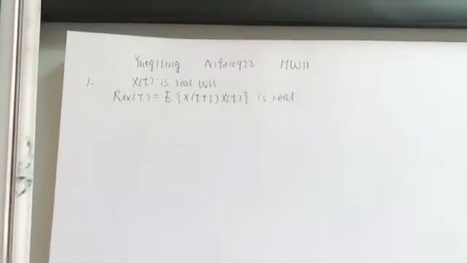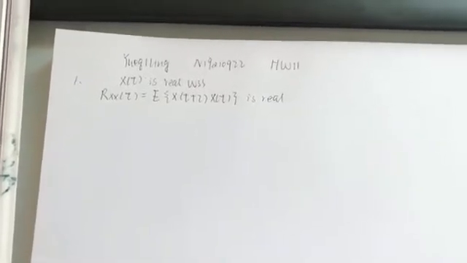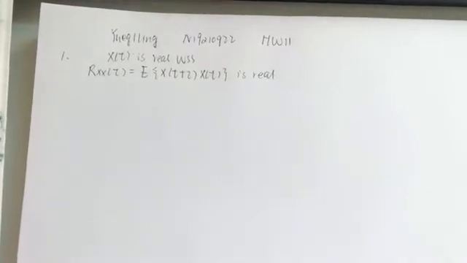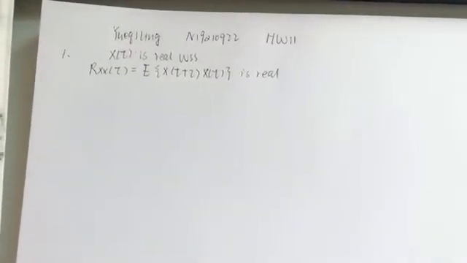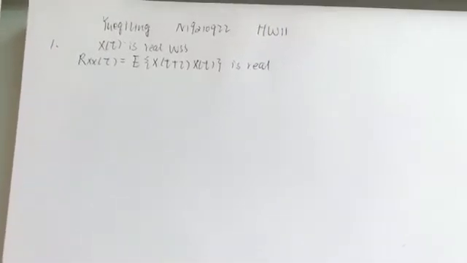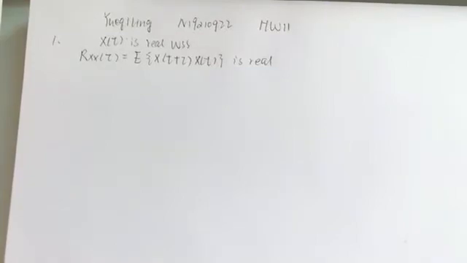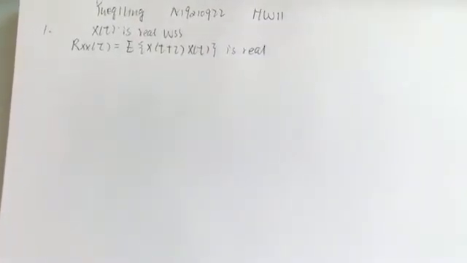Question 1 provides that the stochastic process x of t is real WSS with autocorrelation and power spectral density S. It asks us to show that the autocorrelation is real and even.